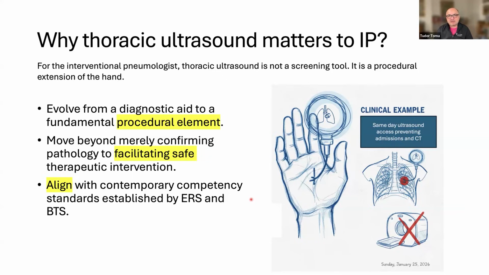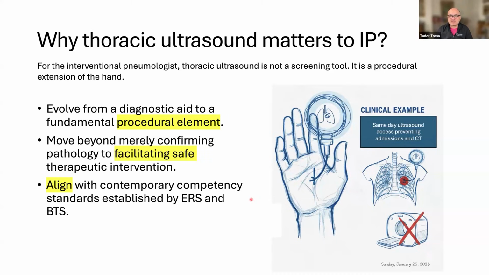And all this is now aligned with the guidelines that we have in Europe, with the European Respiratory Society guidelines, with the BTS standards. So this is where thoracic ultrasound helps in interventional pulmonology.